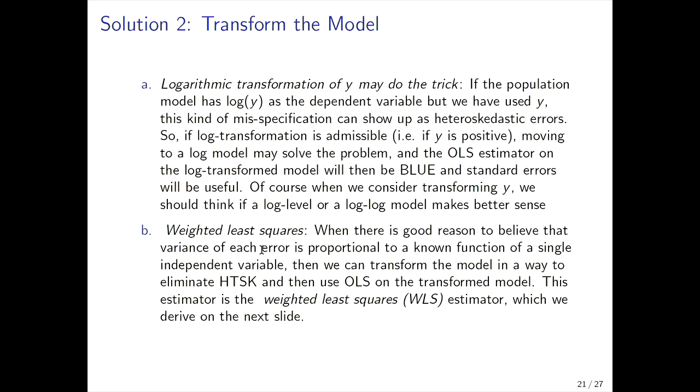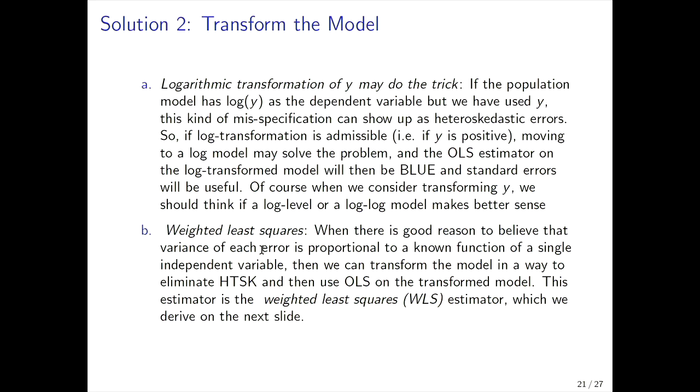transforming the model, what we're going to do here is execute two steps. At step one, we're going to take a step backwards. We're in a situation where we have found evidence that there's heteroskedasticity in the errors. So instead of using OLS, we can use an estimator called a feasible generalized least squares estimator, or feasible GLS. And feasible GLS estimation involves executing the following two steps.